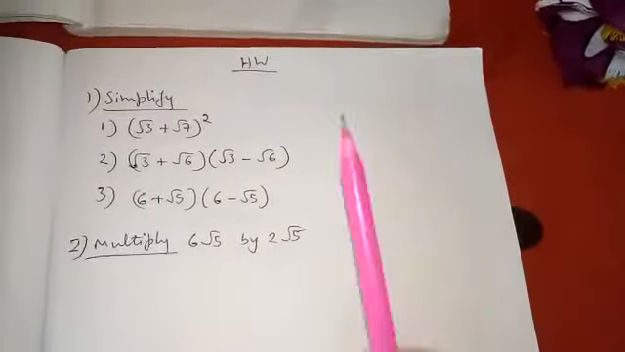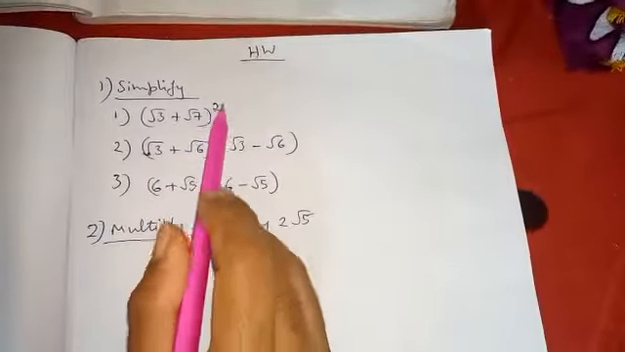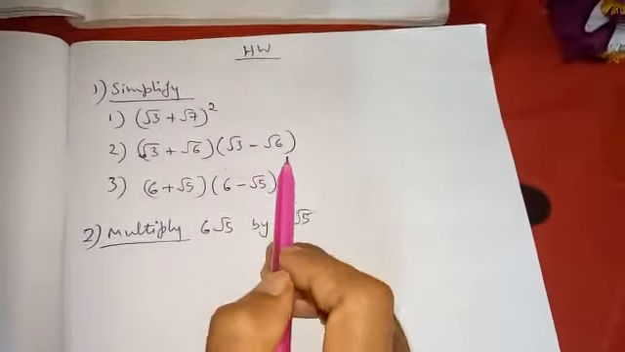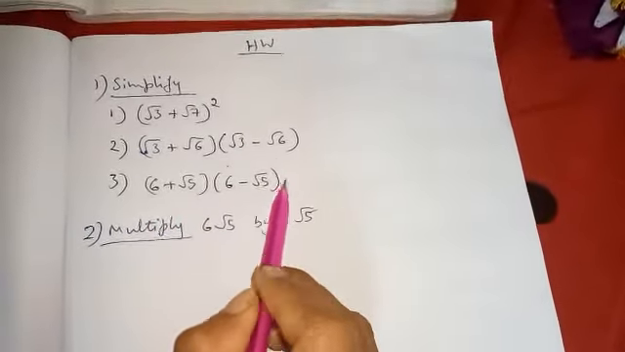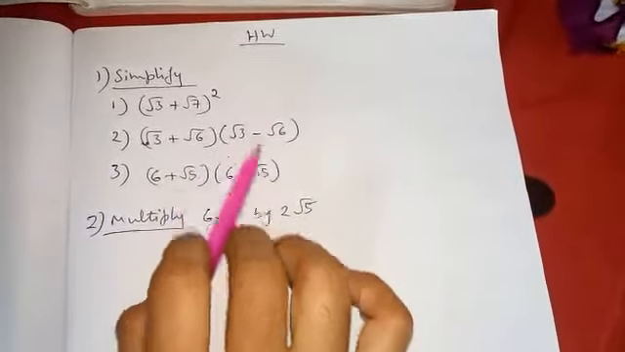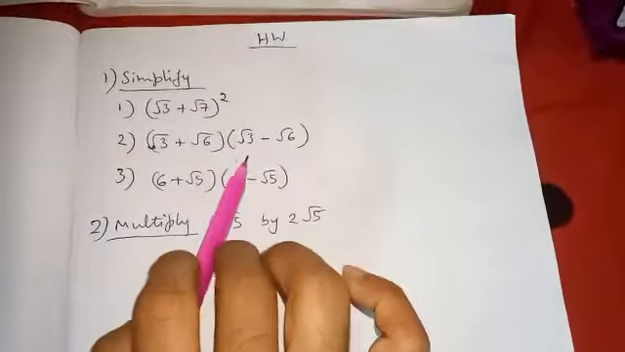Now take down some homework questions. Simplify. Root 3 plus root 7 whole square. Root 3 plus root 6 into root 3 minus root 6. 6 plus root 5 into 6 minus root 5. This you have to see. Check with these identities. Using identity you have to solve this.